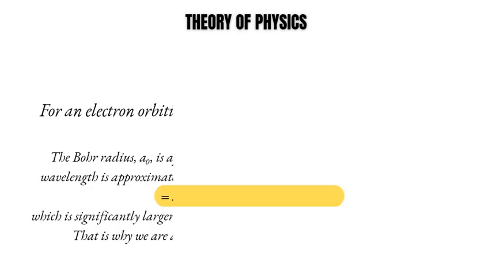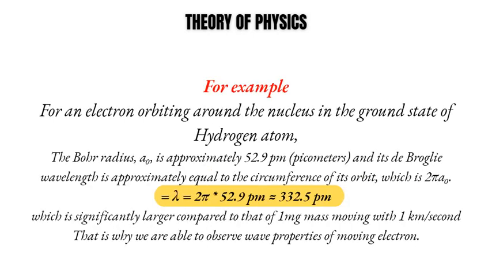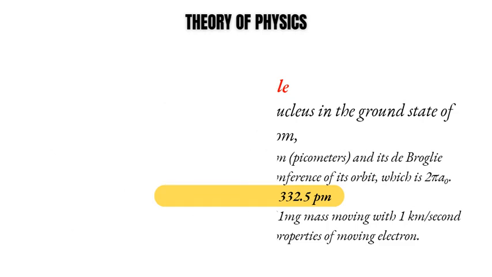As an example, for an electron orbiting around the nucleus in the ground state of the hydrogen atom, the Bohr radius a0 is approximately 52.9 picometer, and its de Broglie wavelength is approximately equal to the circumference of its orbit itself, which is 2 pi a0, equal to 332.5 picometer, which is significantly larger compared to that of a 1 milligram mass moving with 1 kilometer per second speed. That is why we are able to observe wave properties of a moving electron.